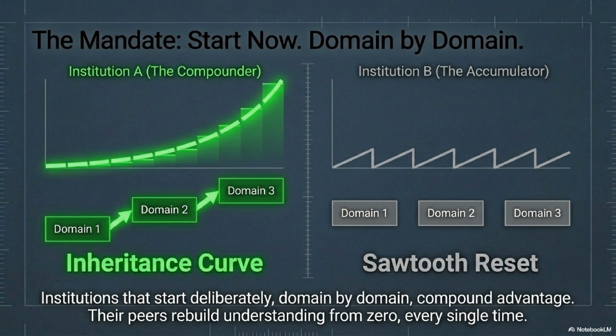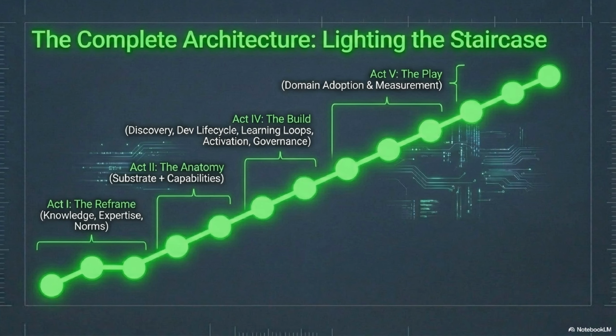Because the institutions that start now compound advantage, while their peers rebuild understanding from zero every single time. Use case after use case, exam cycle after exam cycle. The gap between those 2 pictures only widens. Let's light the whole staircase one last time.